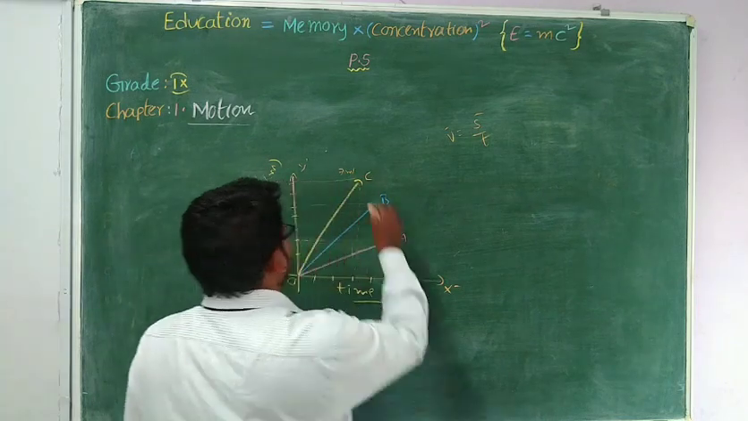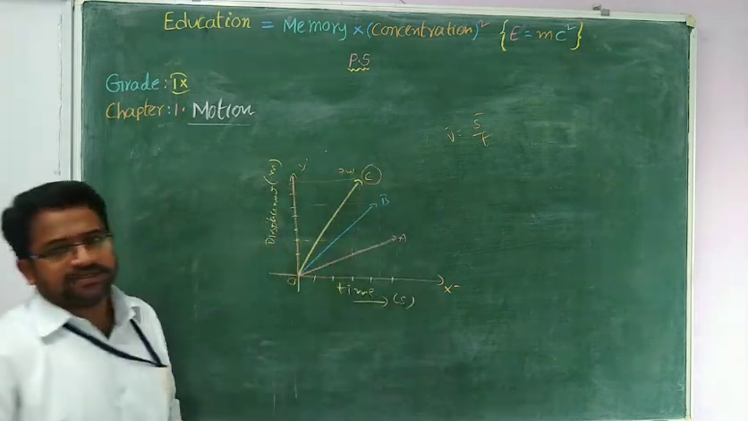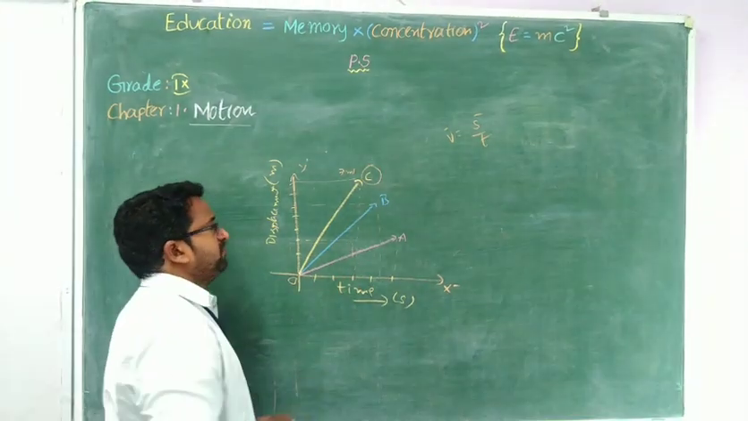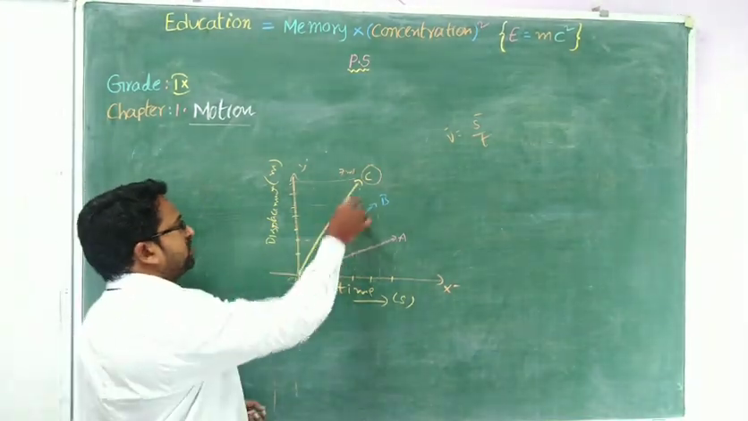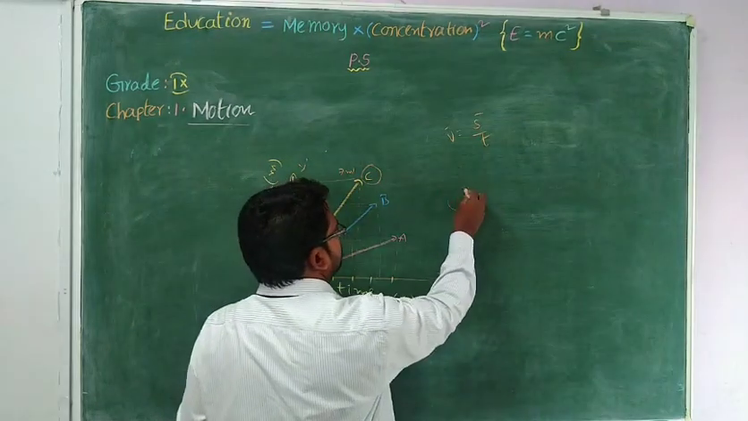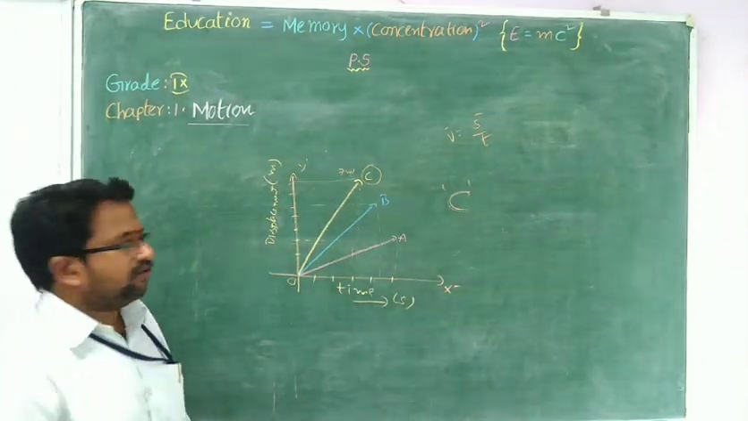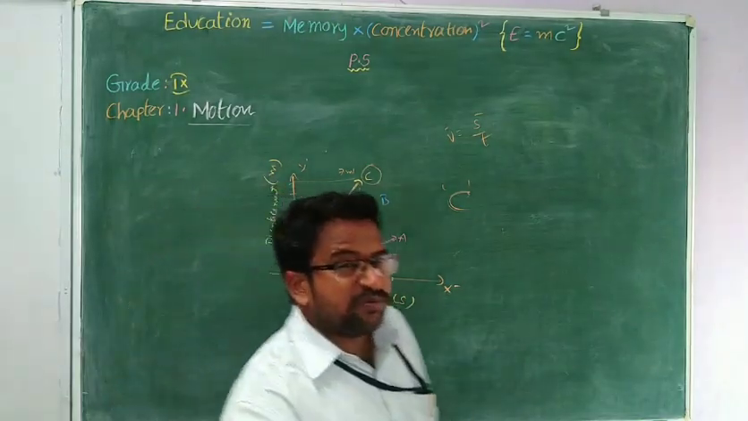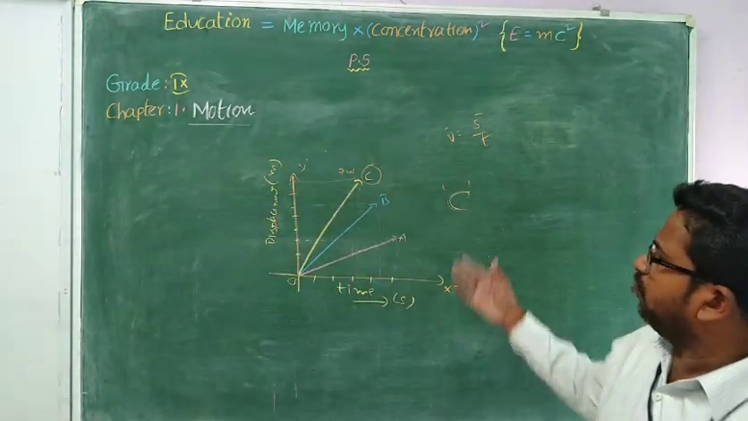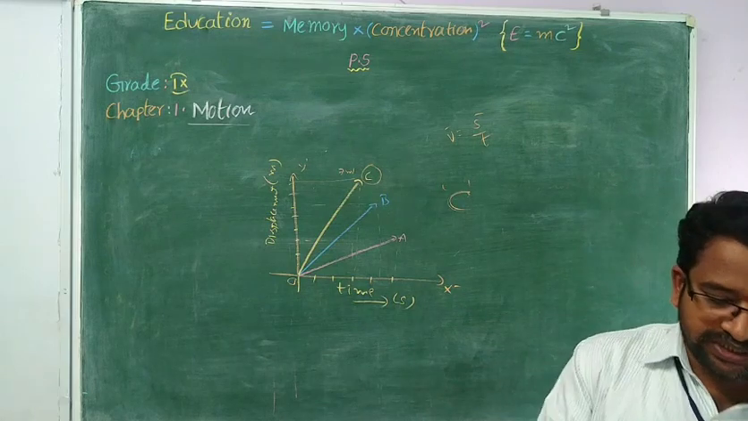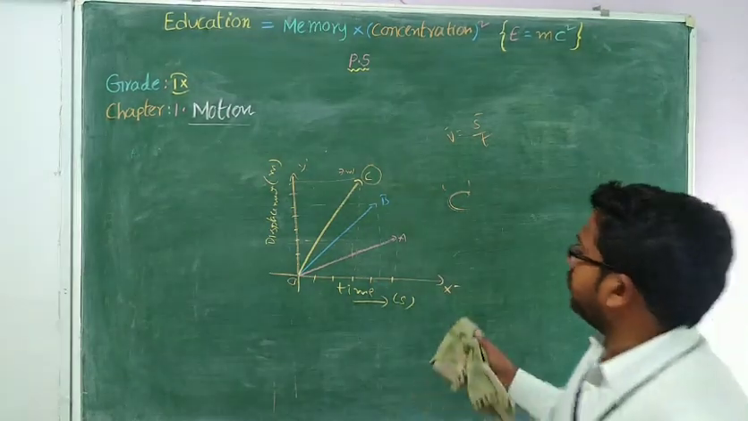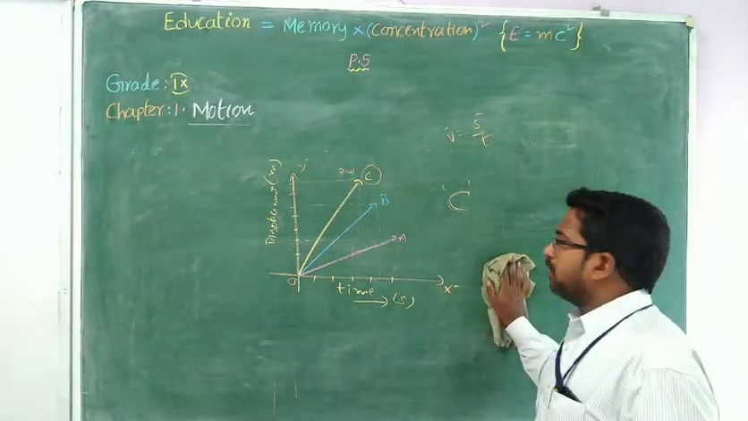So speed is nothing but the displacement over time. Which object has covered the maximum displacement? C, within a short span of time. By comparing that, we can easily conclude that object C is moving with the maximum speed out of these three. Which is moving very slowly? A. B is in between. So like that, graphical questions also we can answer.